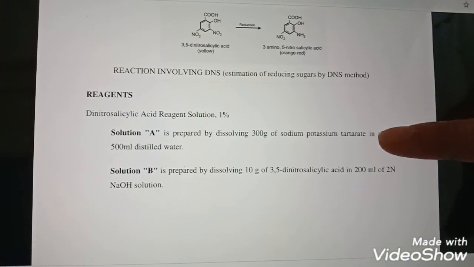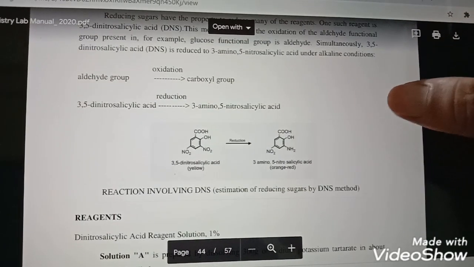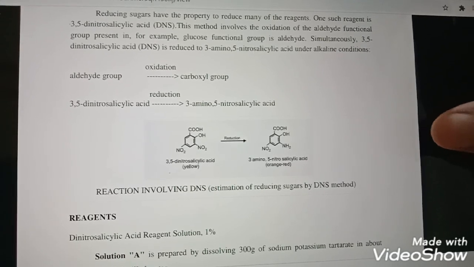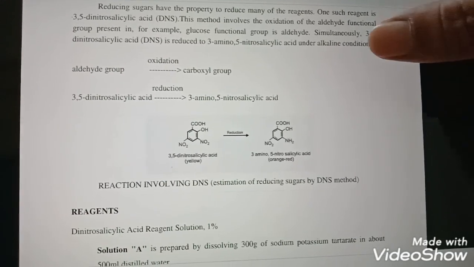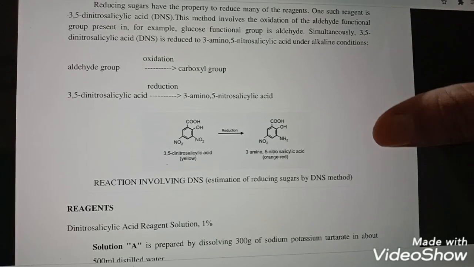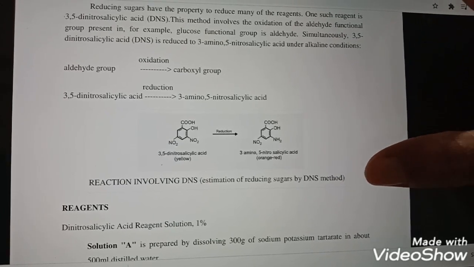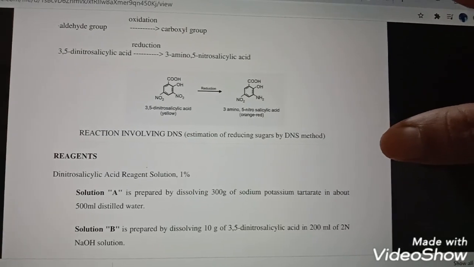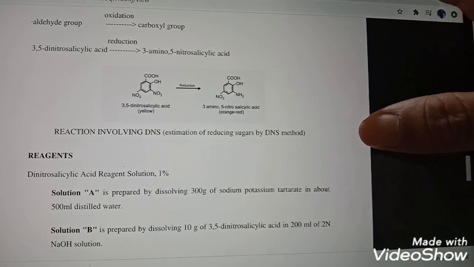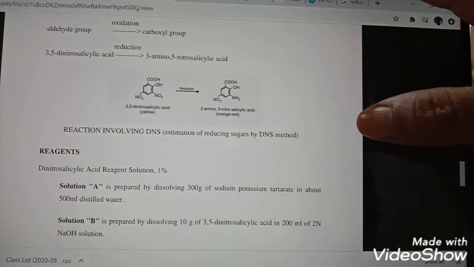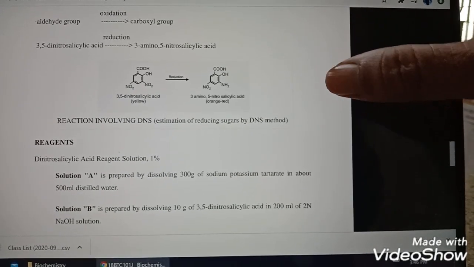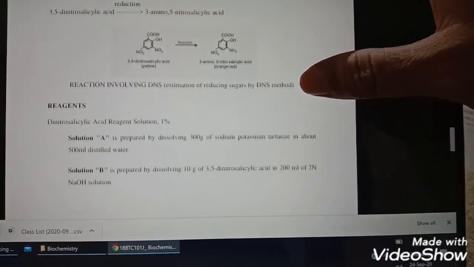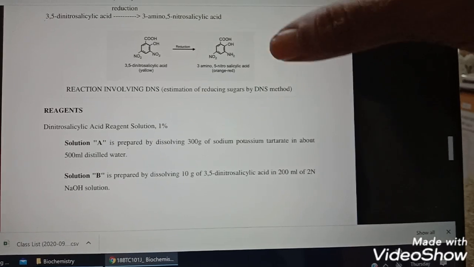The principle we have just discussed is the oxidation of the aldehyde group of glucose, a reducing sugar, which becomes oxidized to a carbonyl group. Oxidation and reduction are carried out by 3,5-dinitrosalicylic acid: the glucose loses electrons, gains oxygen, and releases H plus ion, which is accommodated by 3,5-dinitrosalicylic acid, and it becomes orange red color. So this is the principle.